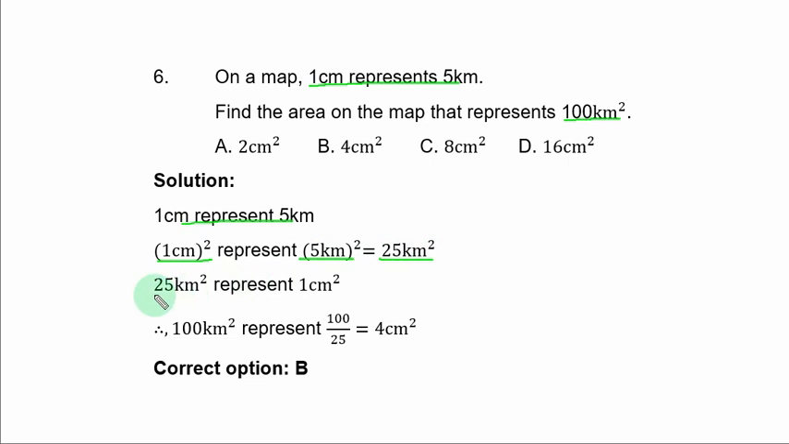Therefore 25 square kilometers represent 1 square centimeter. Therefore 100 square kilometers represent 4. That is 100 divided by 25 equal to 4 square centimeters. Very simple. 25 is 1, 50 is 2, 75 is 3, and 100 is 4. B is the correct option.